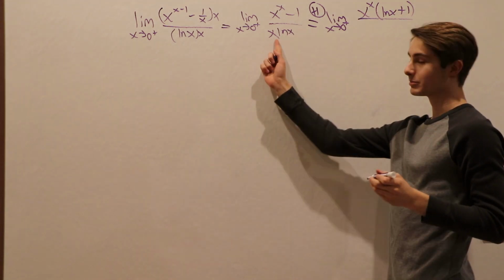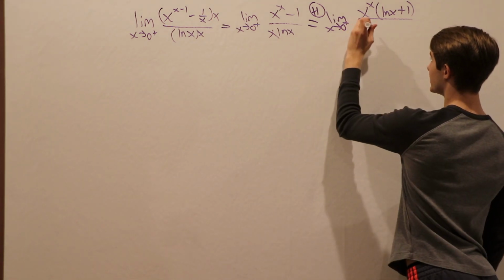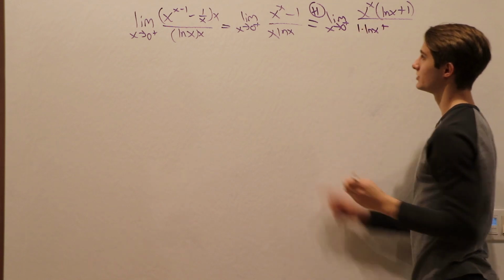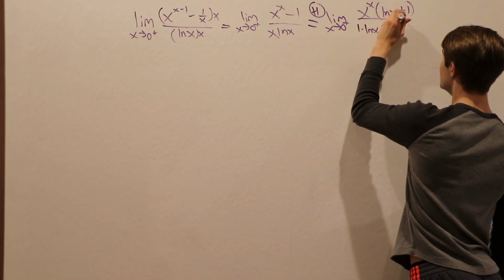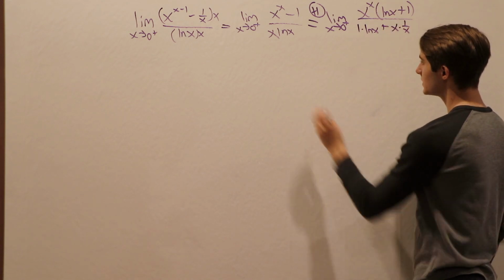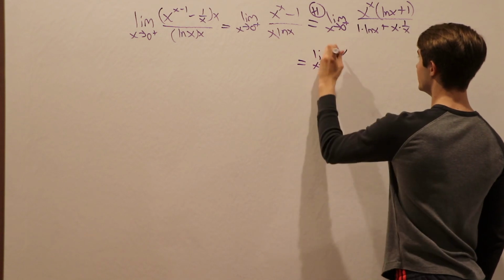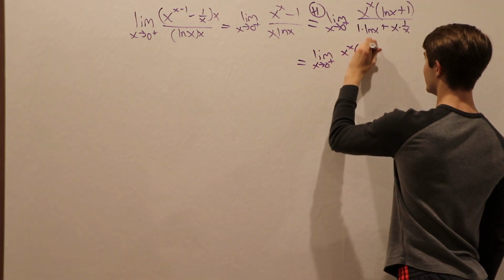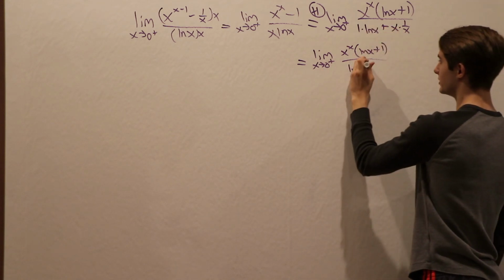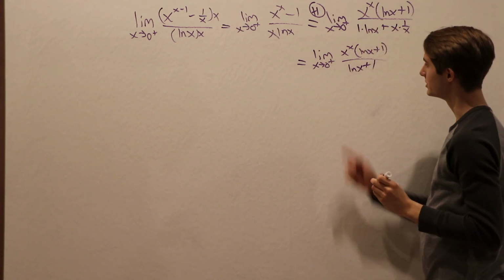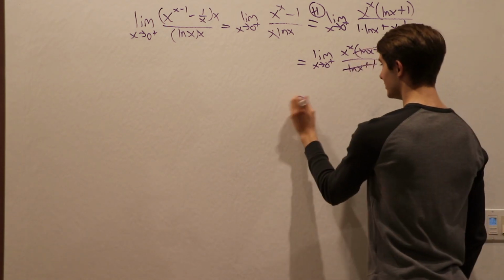And then on the bottom, by the product rule here, the derivative of x is 1, so you have 1 times natural log of x, plus, and then we have x times the derivative of natural log of x, which is 1 over x. So we can rewrite this as the limit as x approaches 0 from the right of x^x times (natural log of x plus 1) over natural log of x, and then x times 1 over x is 1. So we see we have natural log of x plus 1 on the top and bottom. We can cancel those out.